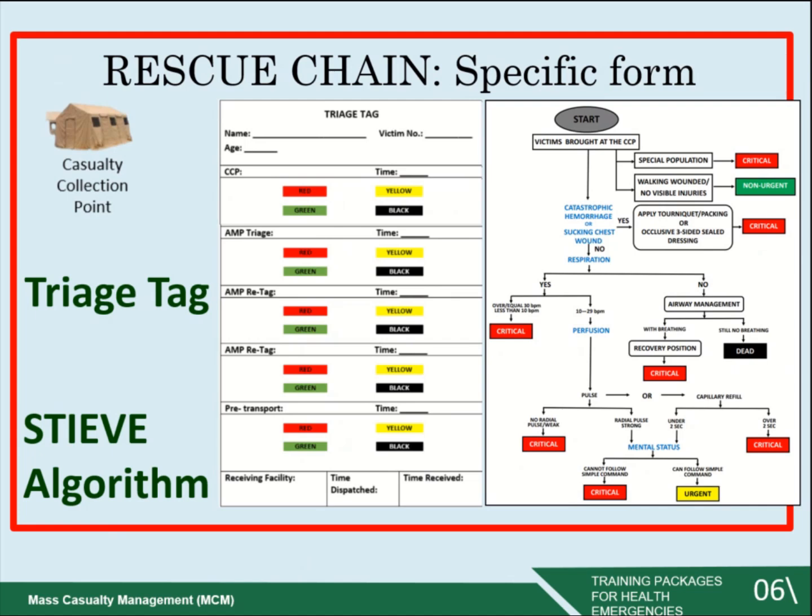Now, inside the CCP, you will meet these two forms, the patient triage tag and the START algorithm. Now, if your team is present inside the CCP, you will be responsible for filling out the victim's name and age, if known, but if not, the victim number will suffice. Then the next row is the triage classification of that particular patient inside the CCP. But for us to color classify this particular patient, we will be needing the START algorithm.